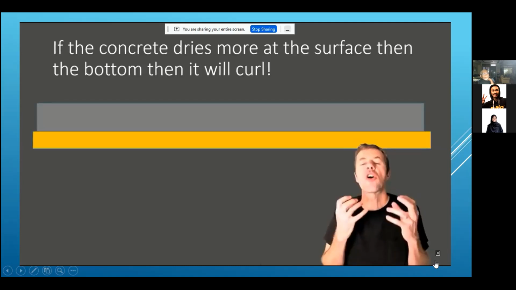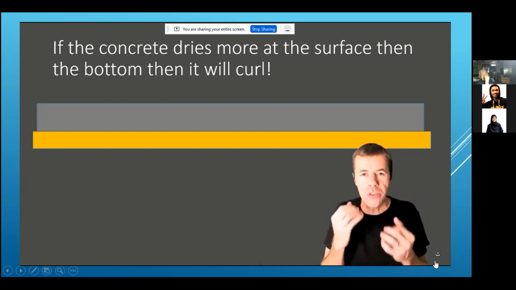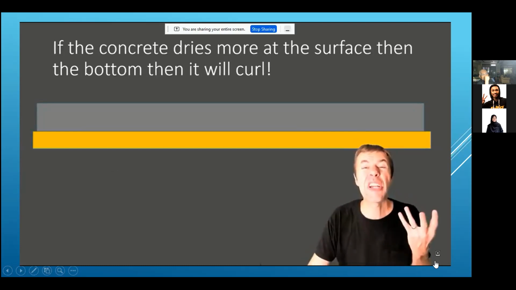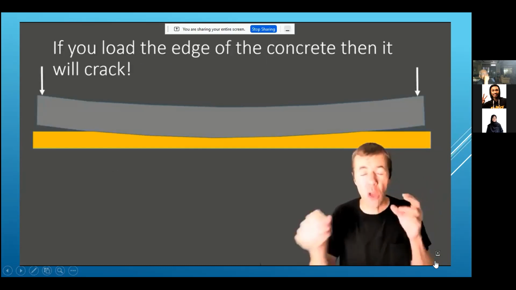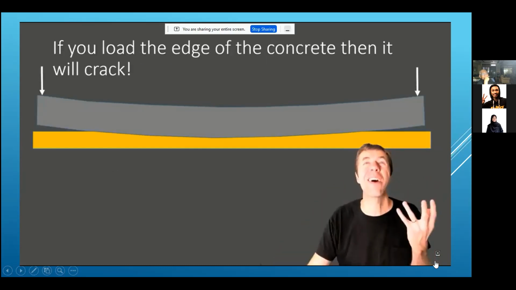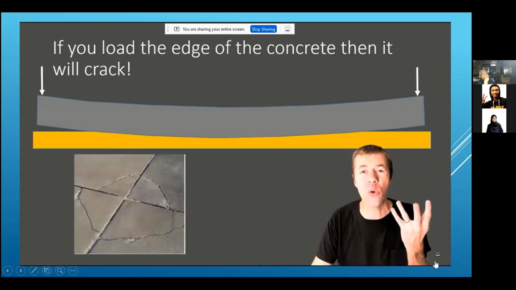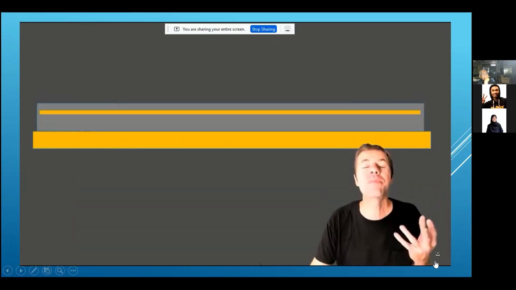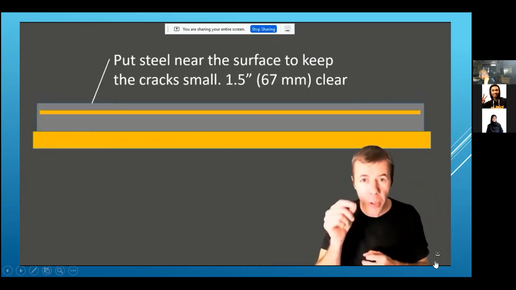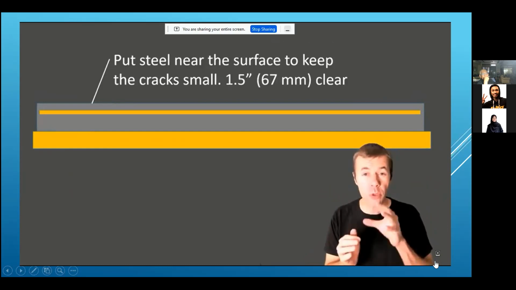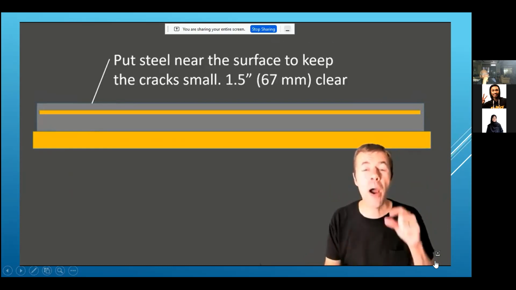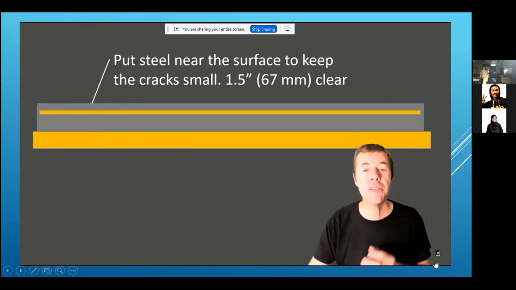But if the concrete dries more at the surface than at the bottom, it's going to curl. It's going to move up and curl. And if there's load on the edges, oh no, it's going to crack. I hate corner cracking. How do we stop this? Reinforcement, right? We'd like to put the steel near the surface to help keep the cracks small. That's where people are going to see them. A good number is about 1.5 inches on an interior floor slab.